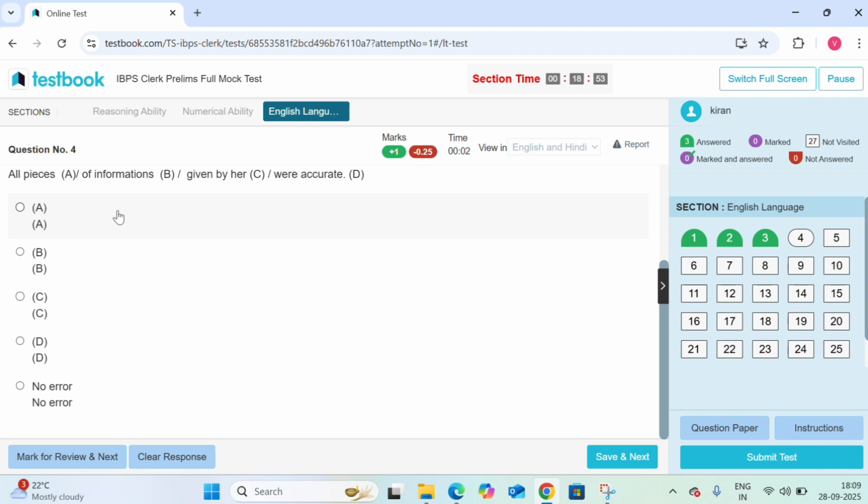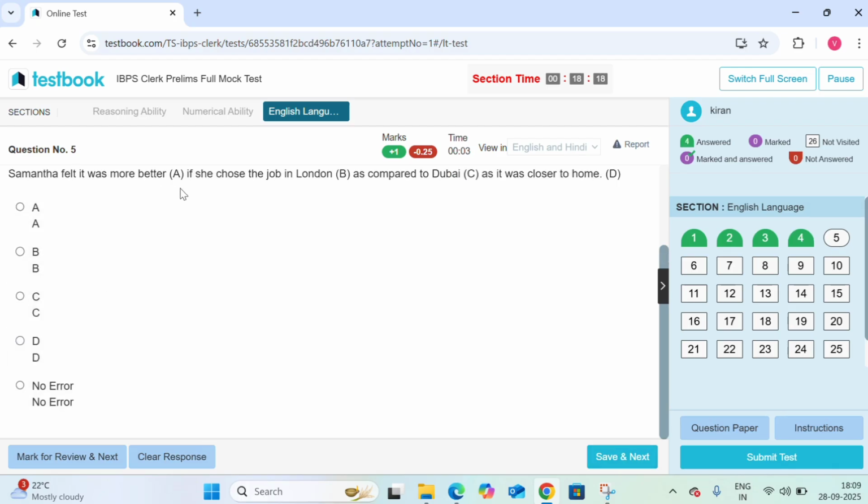All pieces of informations given by her were accurate. Pieces of informations, given by her were accurate. Informations, D.